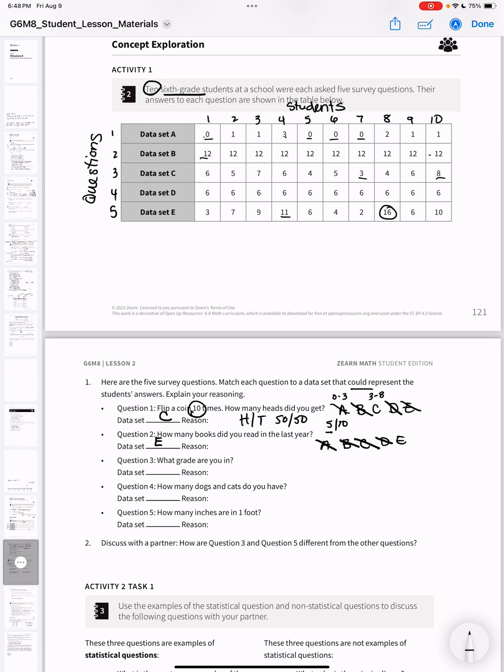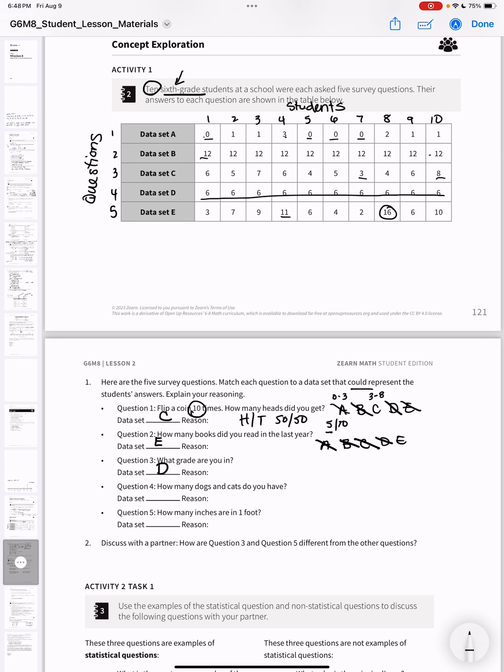Question 3, what grade are you in? Well, we surveyed 10 6th graders, so they all should be in the same grade. That to me says that is data set D, because data set D has 6s all across the board.